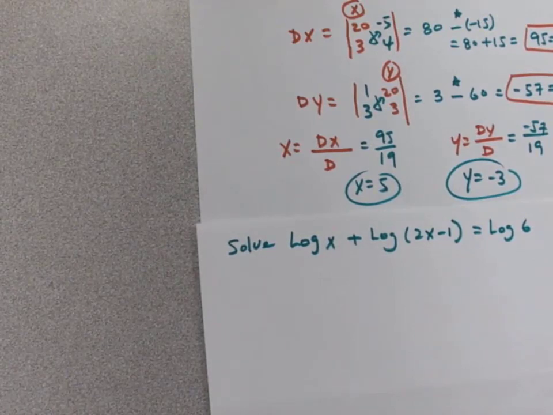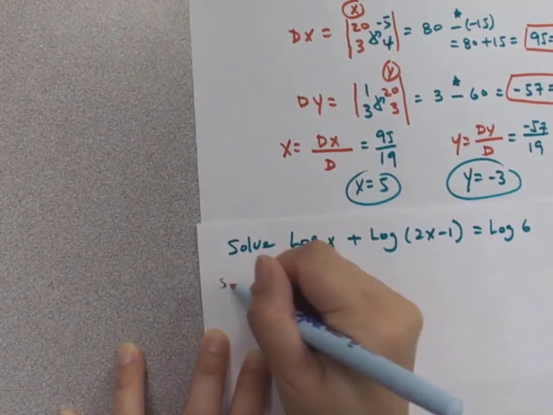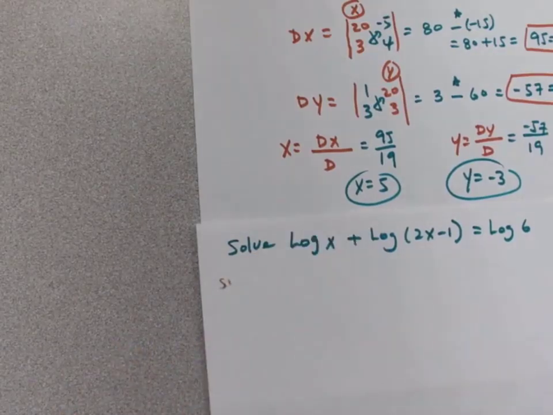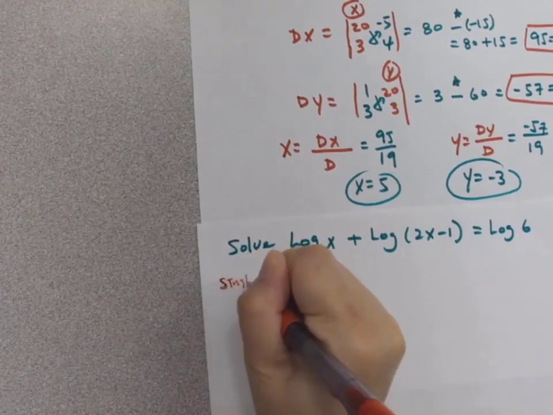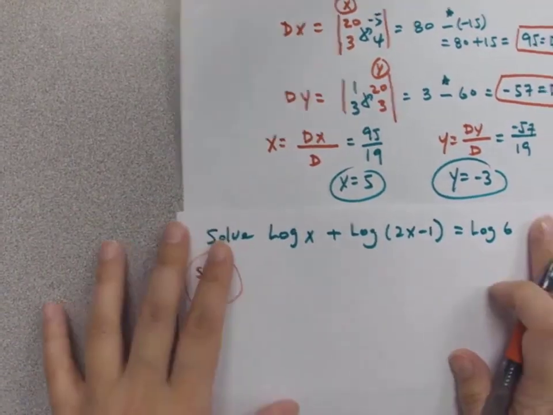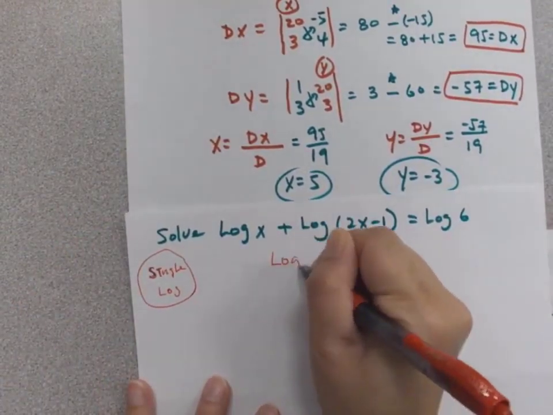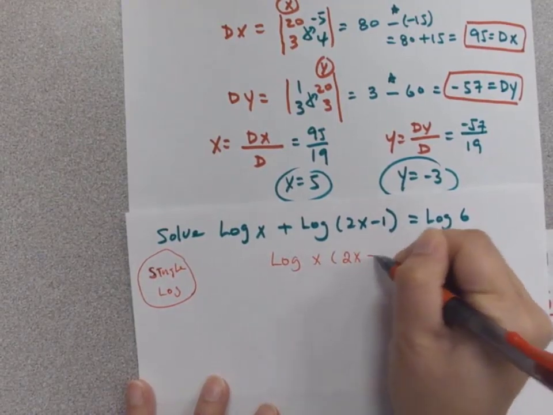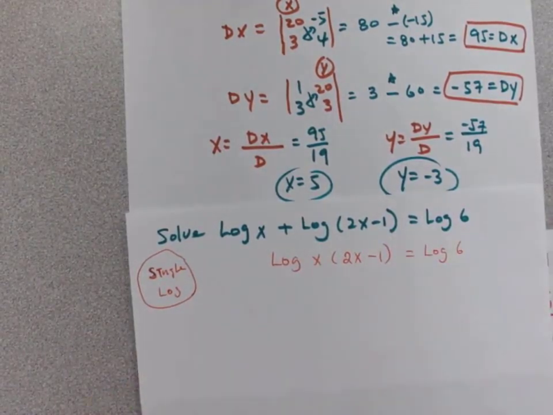First, we need to write this as a single log. So if this is a single log, I will change the addition to multiplication. If it's a subtraction, then it will turn into what? Division. So this would be log x times 2x minus 1 equal to log 6. Is that okay?